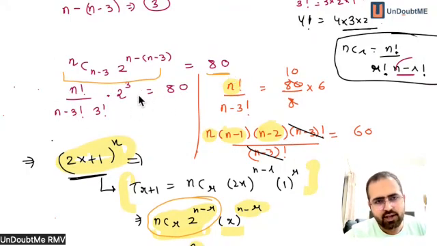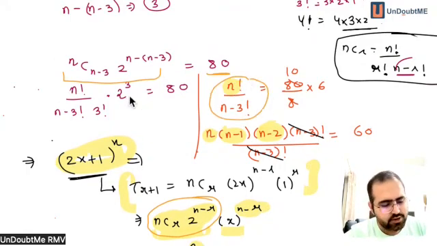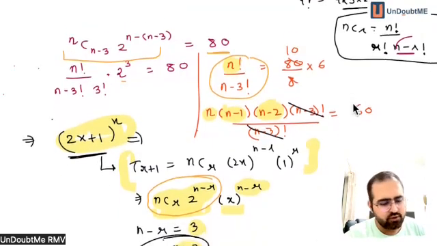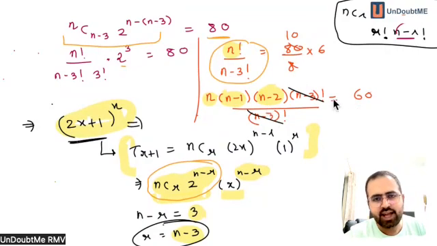Possibly where a student will get stuck is at this step, because 2 cube will be sent on the other side, 3 factorial will be 6, it will be sent on the other side. So I will get n factorial by n minus 3 factorial is equal to 60, and then n factorial needs to be expanded up to n minus 3 factorial. n, n minus 1, n minus 2, and then n minus 3 factorial is left. Why do we need it only till there? Because we have n minus 3 factorial, so that we can cancel it.